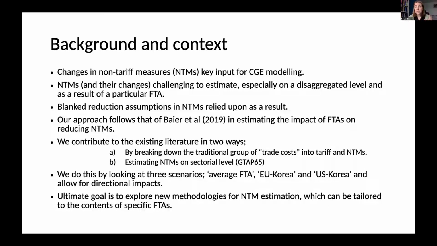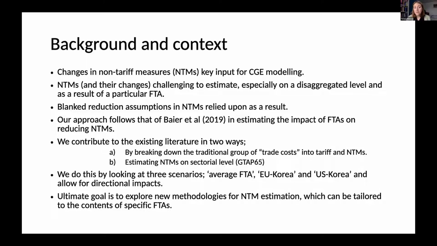So taking all this together, we at the UK Department for International Trade want to improve the way that we estimate NTMs for the purposes of CGE modeling. And this is one way of exploring new methodologies that we can employ in doing so. And we decided to follow the Bayer et al. approach from 2019 that estimated the impact of FTAs in a similar setting.